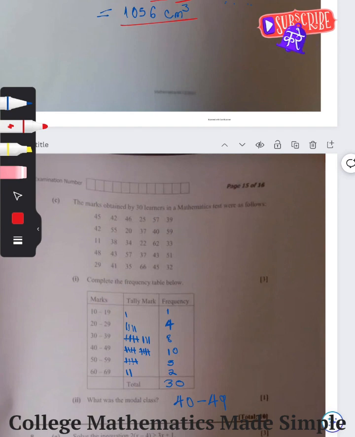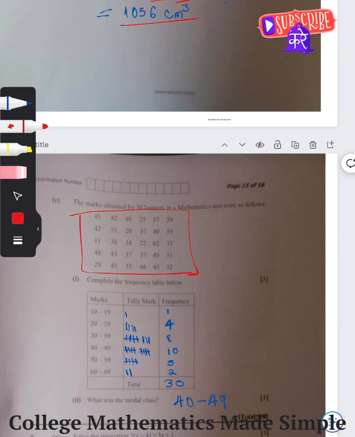So I just have this data, and we want to complete the frequency table. Tallies is just the counts, okay? So what you need to do is just to observe. How many numbers are between 1 and 9, and how many numbers are between 10 and 19? Just one. Then 20 to 29, there are 4, and 30 to 39, there are 8.